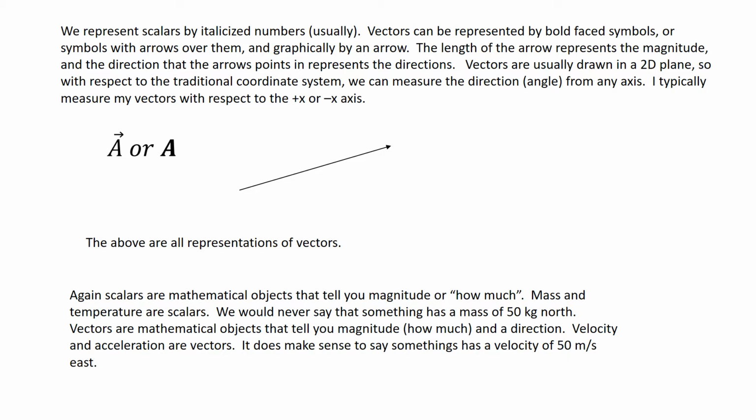Scalars are the mathematical numbers that tell you the magnitude or how much. Mass and temperature are scalars. We would never say something has a mass of, say, 50 kilograms north. That just doesn't make any sense. Vectors are mathematical objects that tell you the magnitude, the how much part, and a direction. Velocity and acceleration are vectors that we'll use. If I told you you had a velocity of 50 meters per second east, that would make sense.